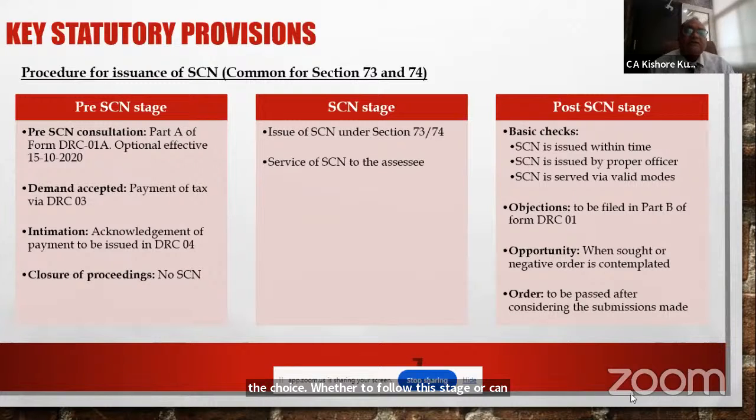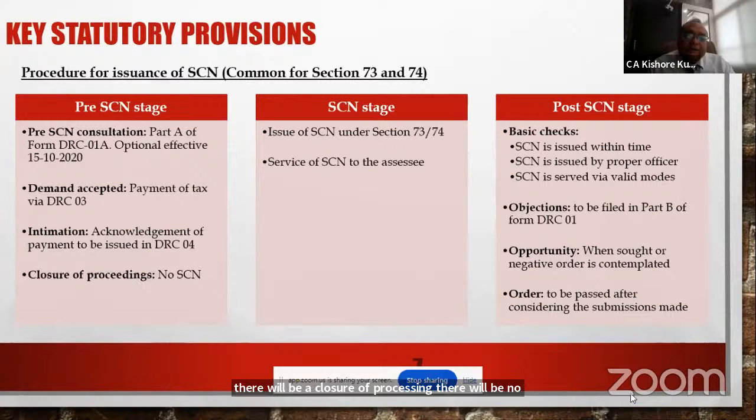In case the proper officer follows this stage, it has a lot of advantages for the taxpayer, because if the taxpayer accepts the default and wants to make the payment, he can very well make the payment. And in case it was a genuine mistake, there is no penalty payable by him. He can simply pay the tax and interest through DRC-03 and file an intimation to the proper officer. The proper officer will acknowledge the receipt of the payment of tax and interest, and that acknowledgement will be issued under DRC-04. Once that is done, there will be a closure of proceedings. There will be no penalty whatsoever levied on the assessee.